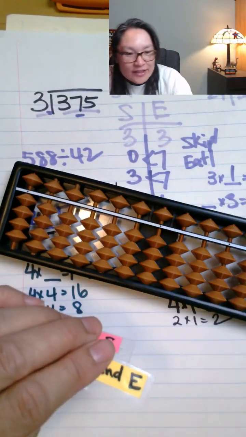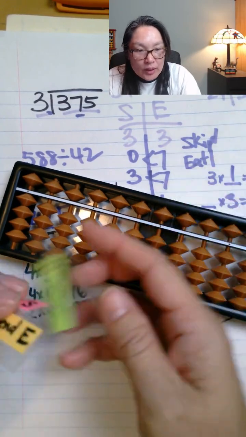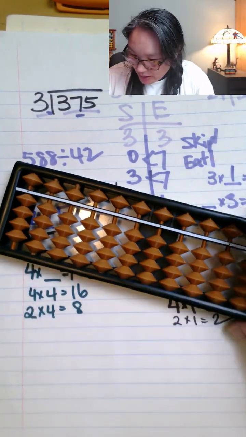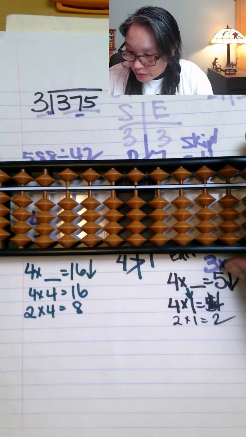Yeah, I love this. All right. So, hey, Sammy just joined. Sammy, we're going to talk about how to count on the abacus.